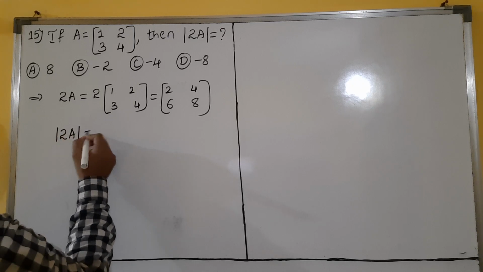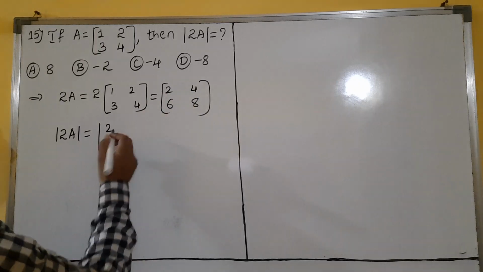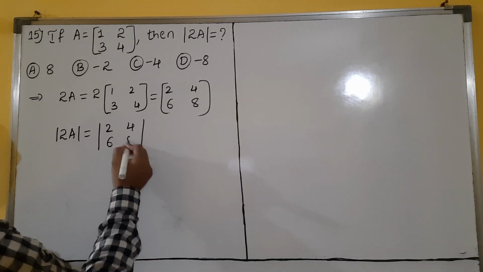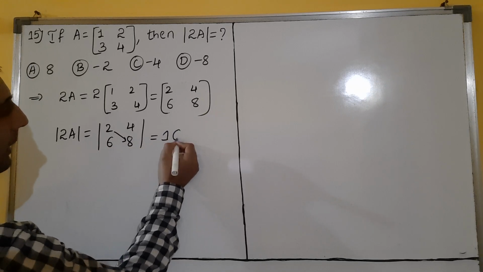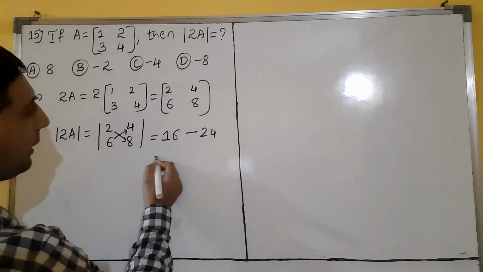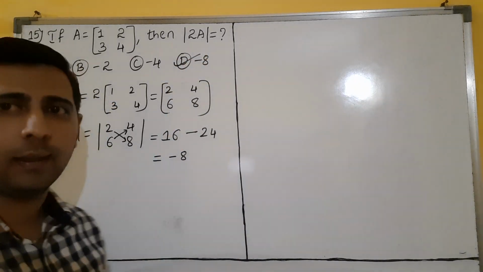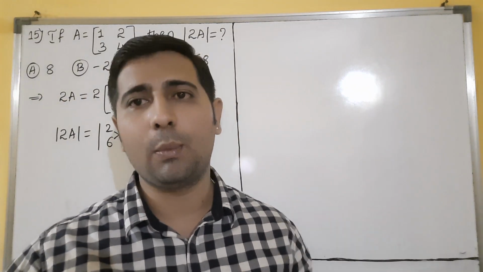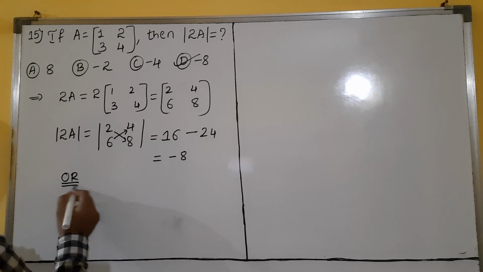I have to find the determinant of 2A. So determinant of 2A is 2 4 6 8. You have to take the determinant of this. 2 8s are 16 minus 6 4s are 24, dear students. How much did you get? Minus 8. D is our answer, dear students. This is one method. One more method I told you just now. You are having two options here.